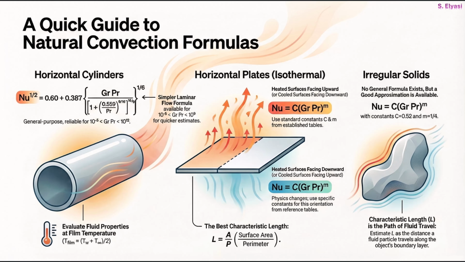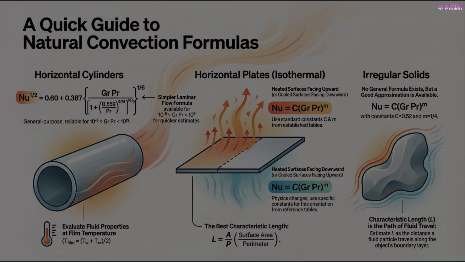So, just remember, apply the right correlation for your object's shape, nail the film temperature and characteristic length, and you'll get a reliable estimate for natural convection heat transfer.